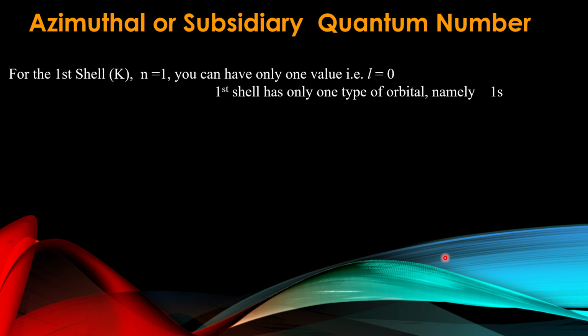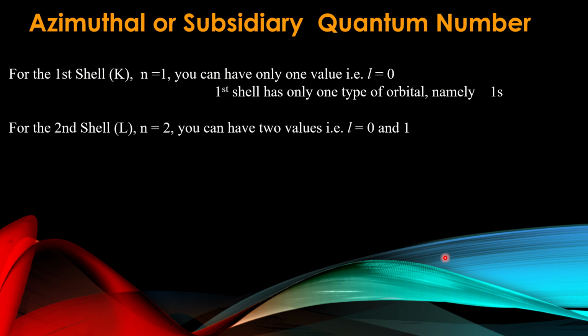In the same way, we can calculate the types of orbitals in different shells. For the second shell, when n equals 2, what is the value of l? When n equals 2, the value of l ranges from 0 to n minus 1, that means 0 to 1. That means l has two values, 0 and 1. For l equals 0, the type of orbital is s, and for l equals 1, the type of orbital is p. So in the second shell, there are two types of orbitals, that are 2s and 2p.